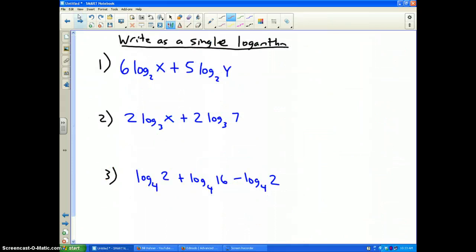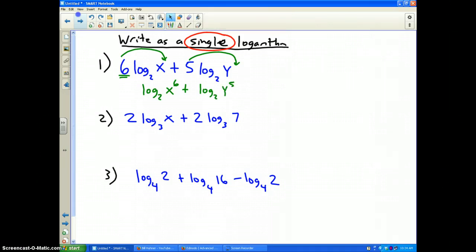Now, let's go the other way. Write as a single log. All right, well, first of all, when you write as a single log, you first got to see, are there any numbers out front? And if so, those become the powers. You have to put that back. So this is really log base 2 of x to the 6th. And there's a 5 there, which is really log base 2 of y to the 5th.